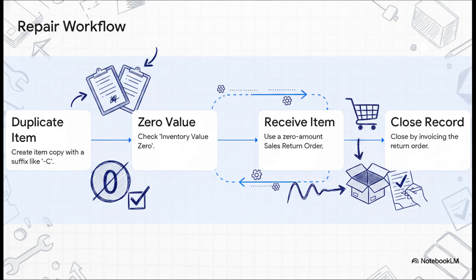You just receive the item using a sales return order for a big fat zero amount, assuming you aren't giving them credit, of course, and then you close it out by invoicing it. By doing this, you're safely tracking the customer's property right alongside your normal inventory through standard workflows. The final value of that repaired product? It's just going to be your own components plus your labor and overhead.